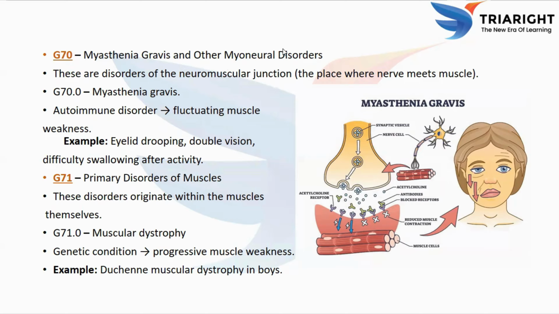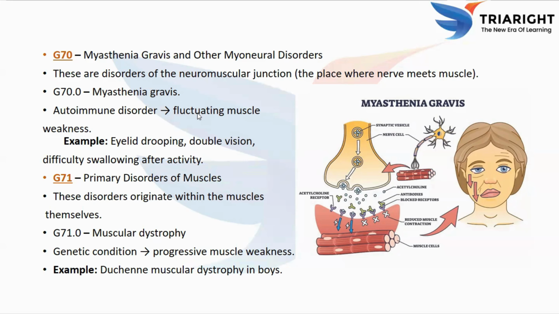Neuromuscular junction is nothing but a place where the nerve meets the muscle and tells it to contract. So if the junction does not work properly, the muscles become weak, especially after activity. So G70.0, you have to assign the code for myasthenia gravis. So what is meant by myasthenia gravis?